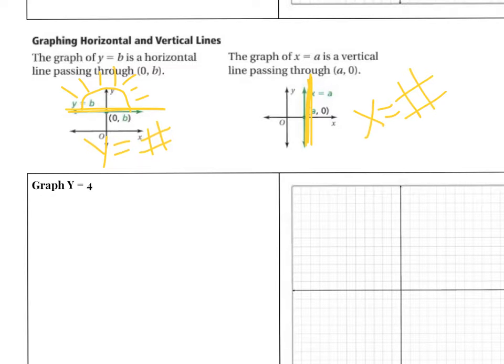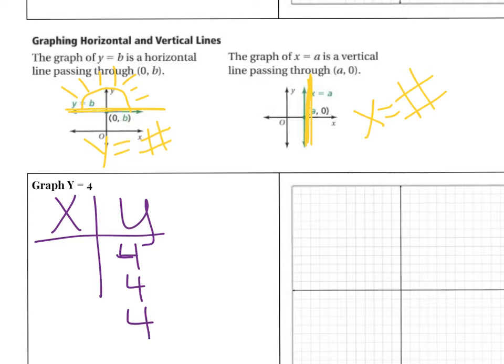So if I have an x and a y, they're telling me automatically that y equals 4. So no matter what number I put in, y is going to be 4. So I could do -2, and y is still going to be 4. If I do 0, y is still going to be 4. And if I do 2, y is just going to be 4. So no matter what, your y is just going to be 4.